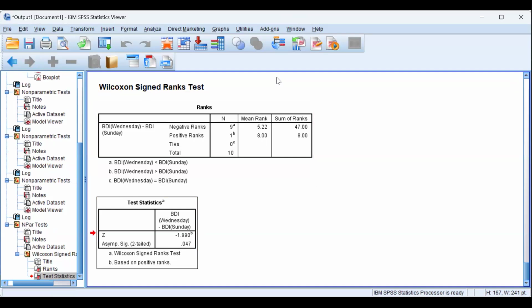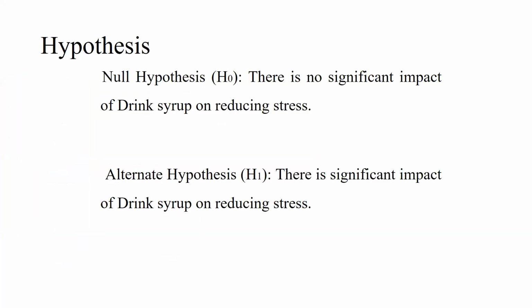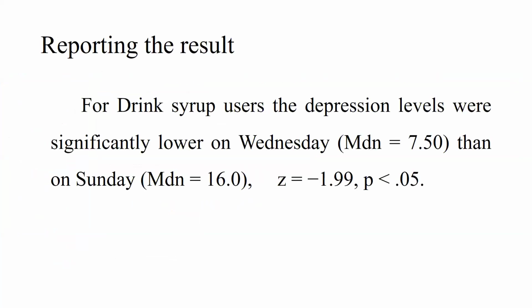Now we will write the reporting of the results. For drink syrup users, the depression levels were significantly lower on Wednesday than on Sunday. So in this way we can report our result. So how to report the result? In this book you can see, it is a very beautiful book for reporting purposes. So I am showing you.